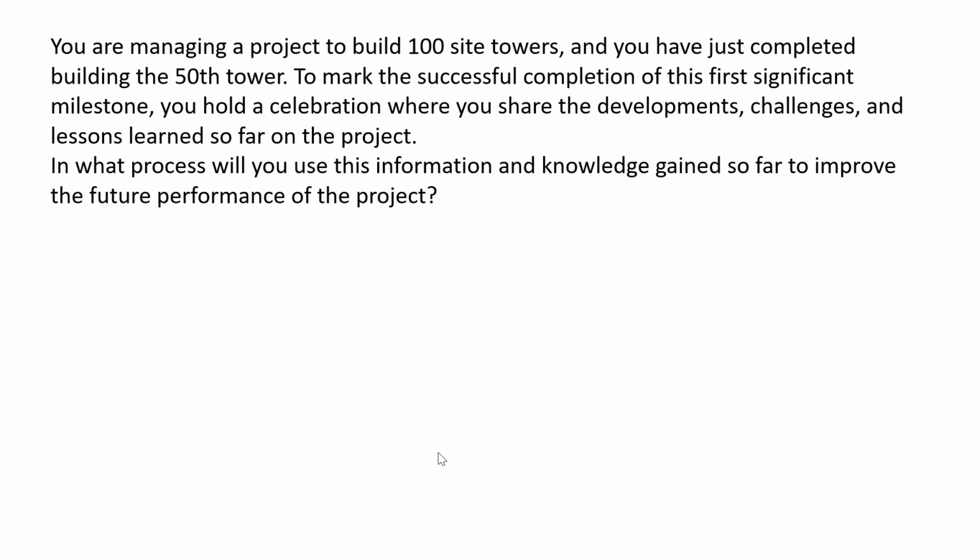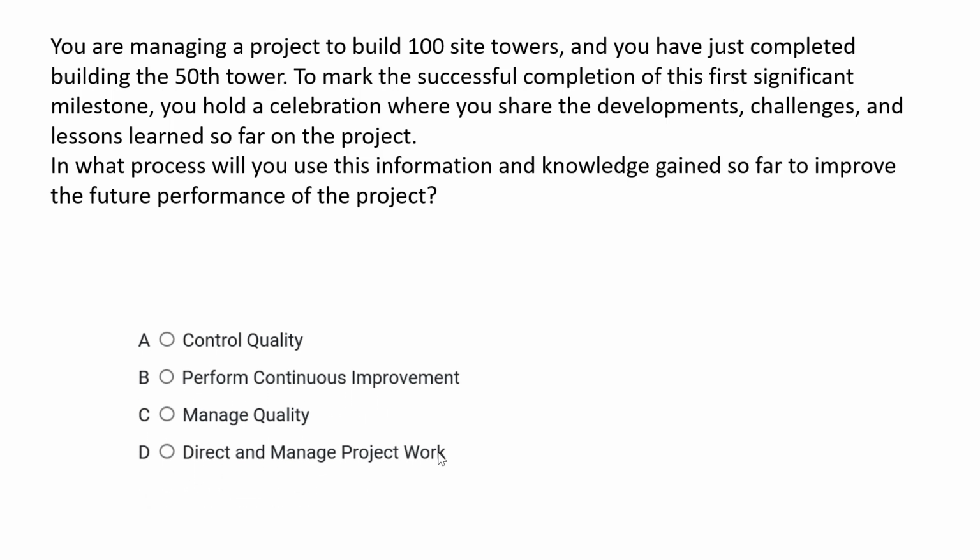Next question. You are managing a project to build 100 site towers and you have just completed building the 50th tower. To mark the successful completion of this first significant milestone, you hold a celebration where you share the developments, challenges, and lessons learned so far on the project. In what process will you use this information and knowledge gained so far to improve the future performance of the project? The options are control quality, perform continuous improvement, manage quality, direct and manage project work.